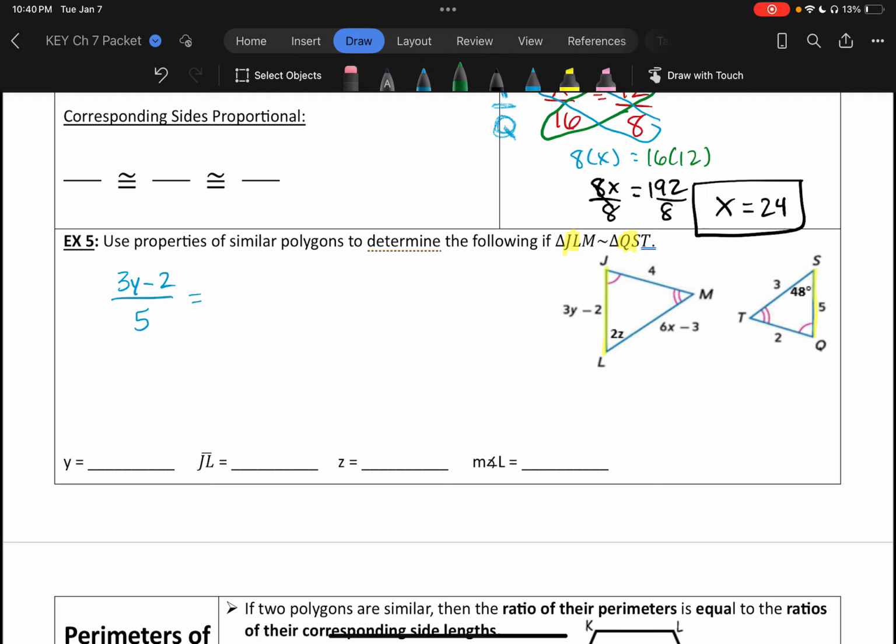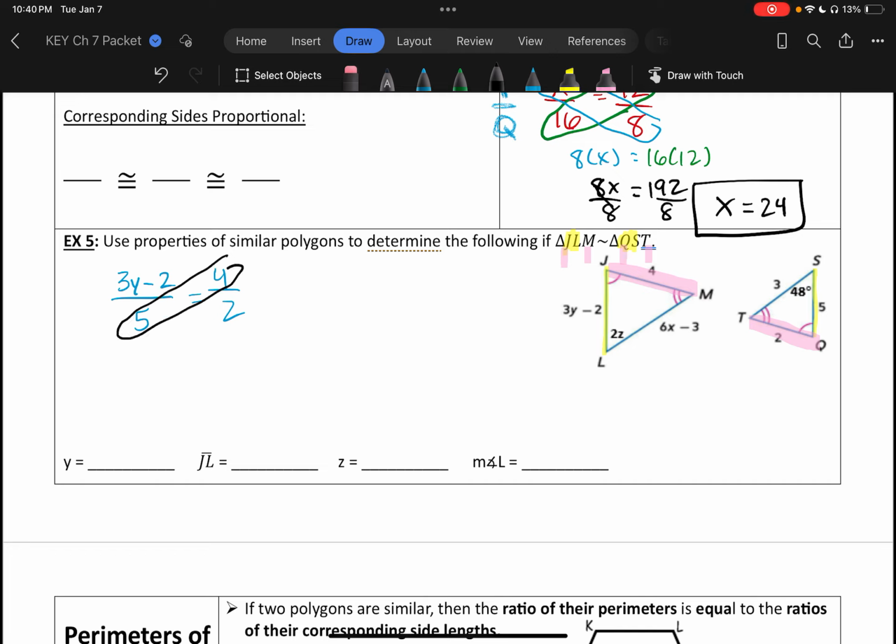And so now we need another corresponding side to work with so that I can cross multiply. It wouldn't make sense for us to use the x, because then I would be involving a second variable, and that makes things a lot more difficult to solve. So instead, I would suggest choosing this side. 4 would be JM, which would correspond to QT. So these two go together, so it'd be equal to 4 over 2. And there's our setup. Now all we have to do is cross multiply.